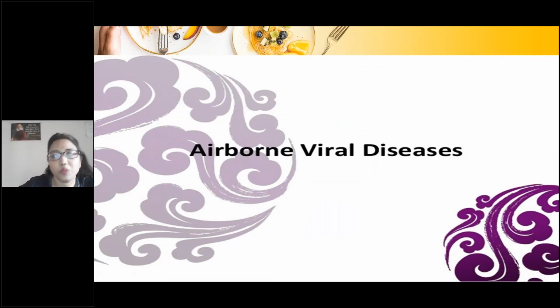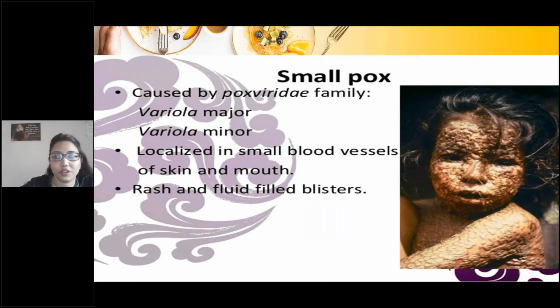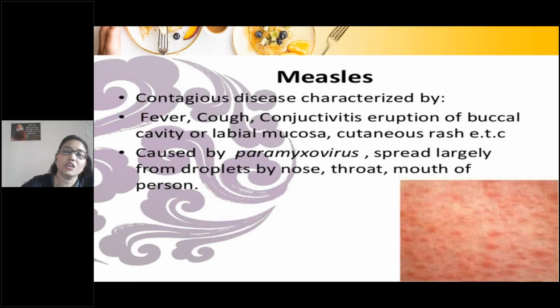So different airborne viral diseases are also there. Smallpox was once upon a time a very important disease. It has been eradicated thanks to vaccination, and was caused by variola major and minor. It was localized in the small blood vessels of the skin and mouth, and there would be rash and fluid-filled blisters. Measles is a contagious disease. Even now it is present.